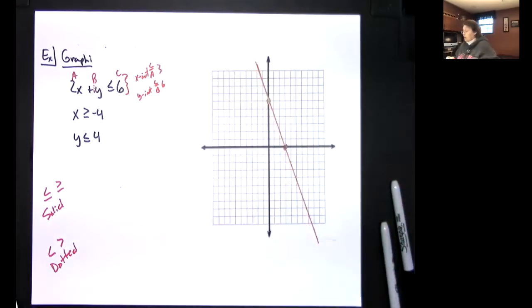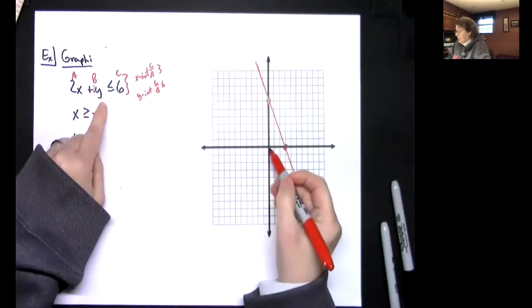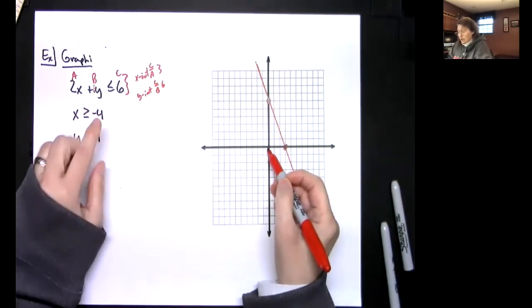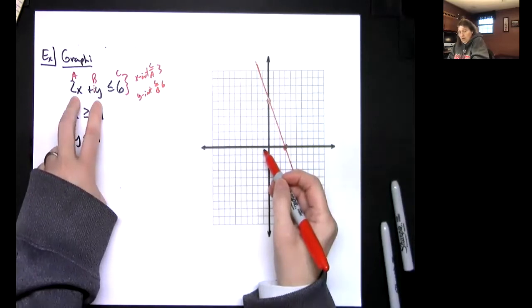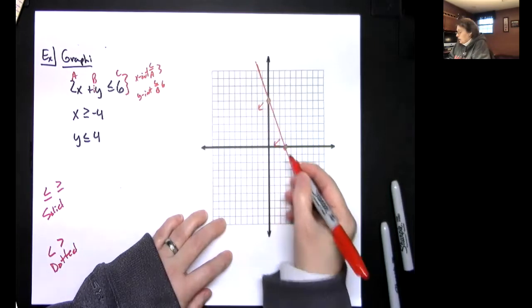And then I need to test 0, 0 to see which side I shade. Now hopefully you can kind of do this in your head, right? If I plug 0 in here and 0 in here, I'm going to have 0 plus 0. So 0 is less than 6. Yep, 0 is less than 6, so I'm shading this way.